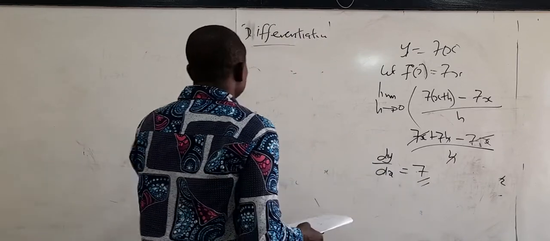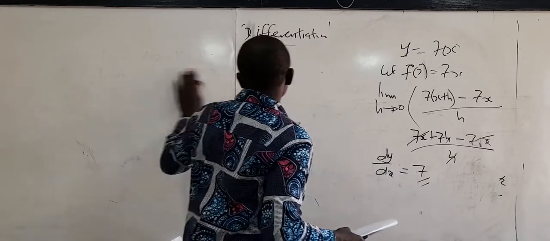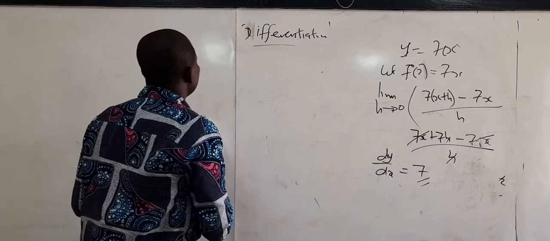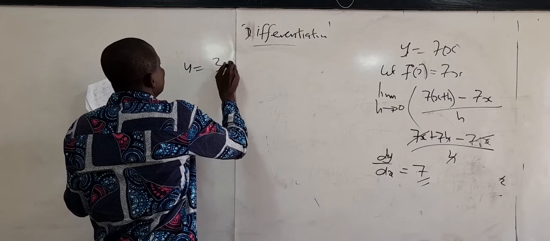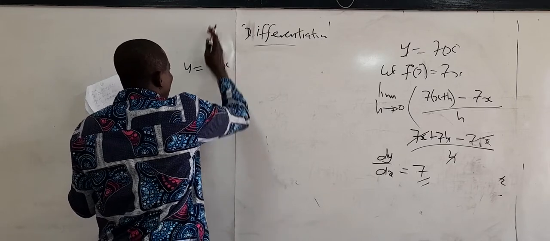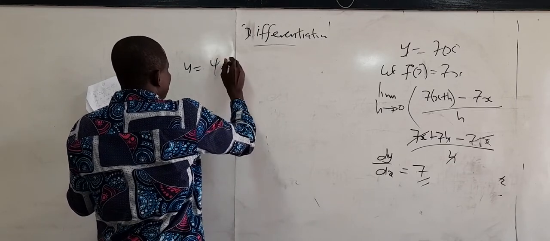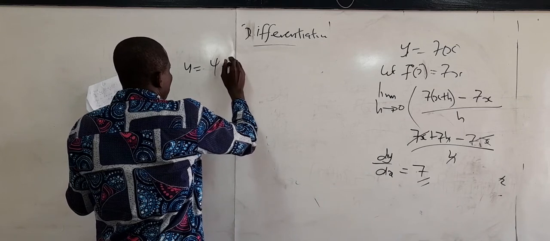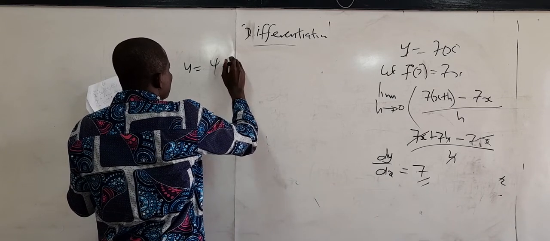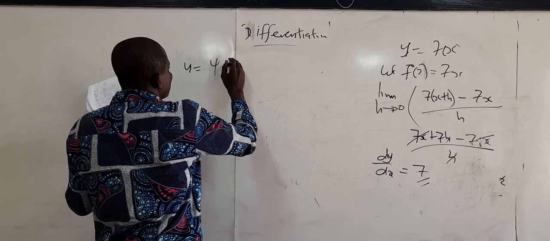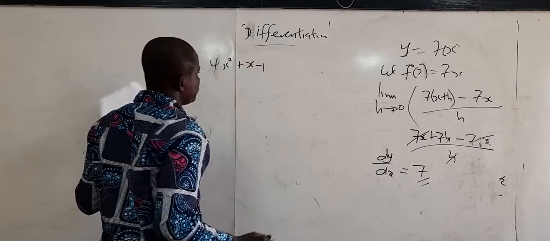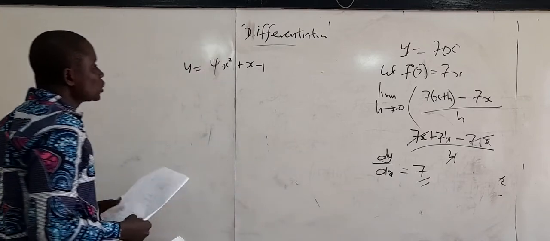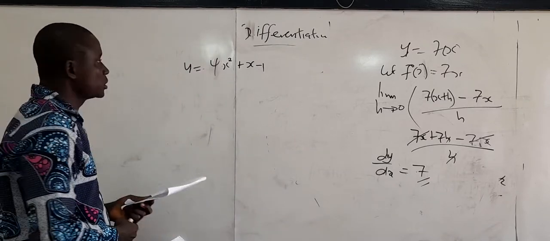Okay. Now let's look at another one. If I have y is equal to 4x squared plus x minus 1, and we are asked to differentiate this from first principles.